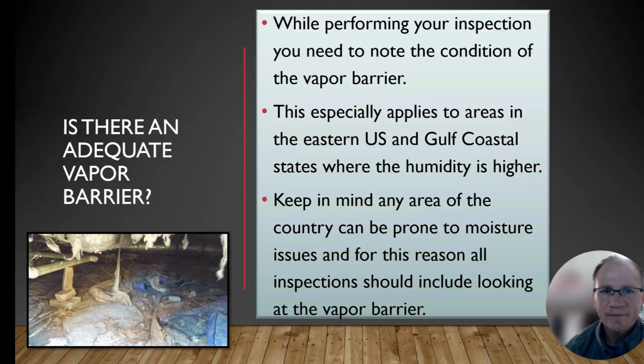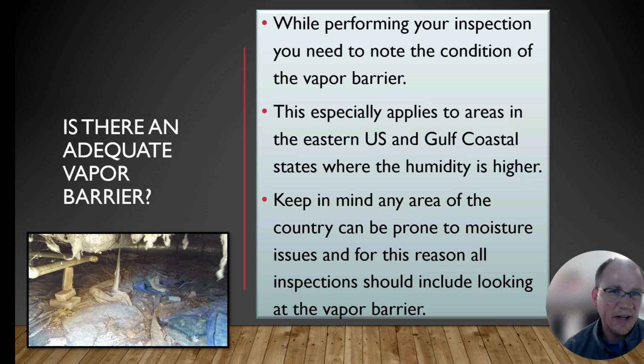One of the other things you need to note when you're doing your inspection is the condition of the vapor barrier. That's why we titled this slide, Is There an Adequate Vapor Barrier? Now, obviously, when you're doing your inspections, you're going to look for things like a bunching up of the barrier itself. Maybe it's been pulled back in areas. It can have leaves on it.